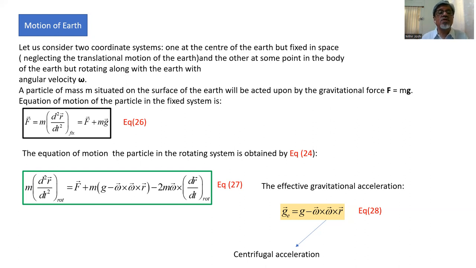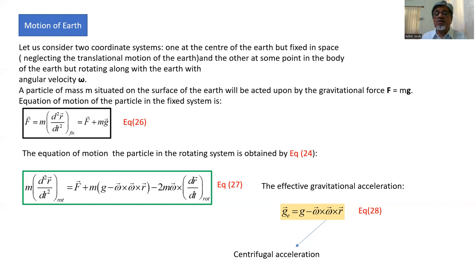The particle of mass m situated on the surface of Earth will be acted upon by the gravitational force F equal to mg. Any particle situated on Earth will experience the gravitational force F equal to m into g, or gravitational acceleration. The equation of motion of a particle in the fixed system is F equal to m d²r/dt² plus mg, because g is the gravitational acceleration term. And the equation of motion of a particle in the rotating system can be written as m d²r/dt² in rotation is equal to F plus mg minus m omega cross (omega cross r) minus 2m omega cross dr/dt. That is equation number 27.